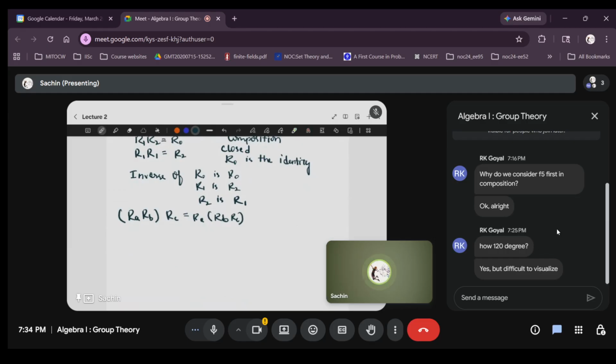Now, the next example I wanted to give was symmetries of a square. But if you're finding this too hard to understand, then I will skip that example. So, should I do that example or no?